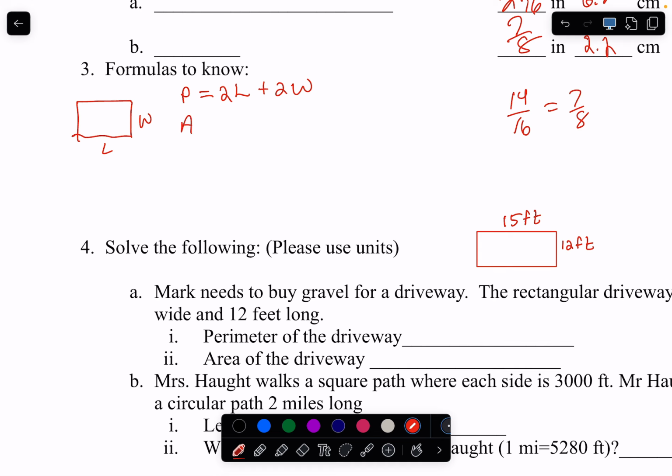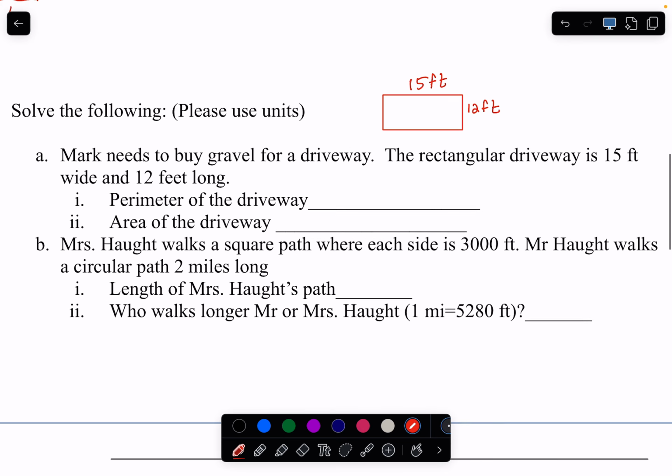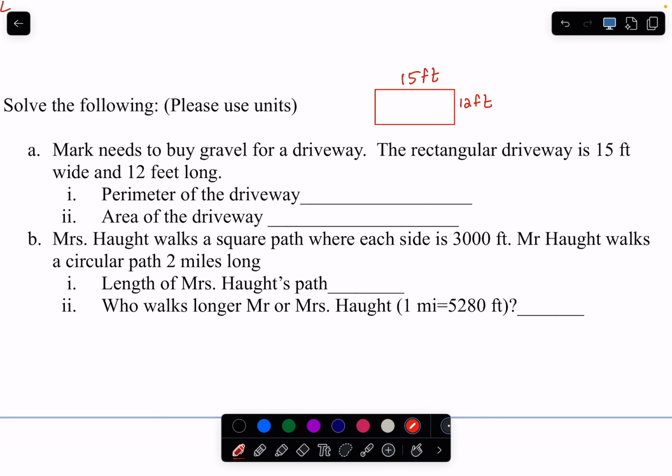Please know the area formula is length times width. I'll just put a little dot there for multiplication. So those are some formulas that you will need to know for the quiz tomorrow. So let's go ahead now, and now that we have those formulas, let's do part A.